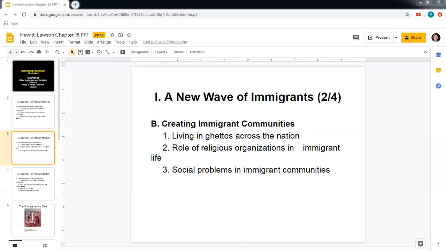Local newspapers in foreign languages provided residents of ethnic enclaves with the opportunity to keep attuned to local, national, and international events. Between the mid-1880s and 1920, more than 3,500 new foreign language newspapers began publication. So even though these various immigrant people are coming into this new country, they are really trying to stay connected to the old world and staying connected with what's going on in the old world.